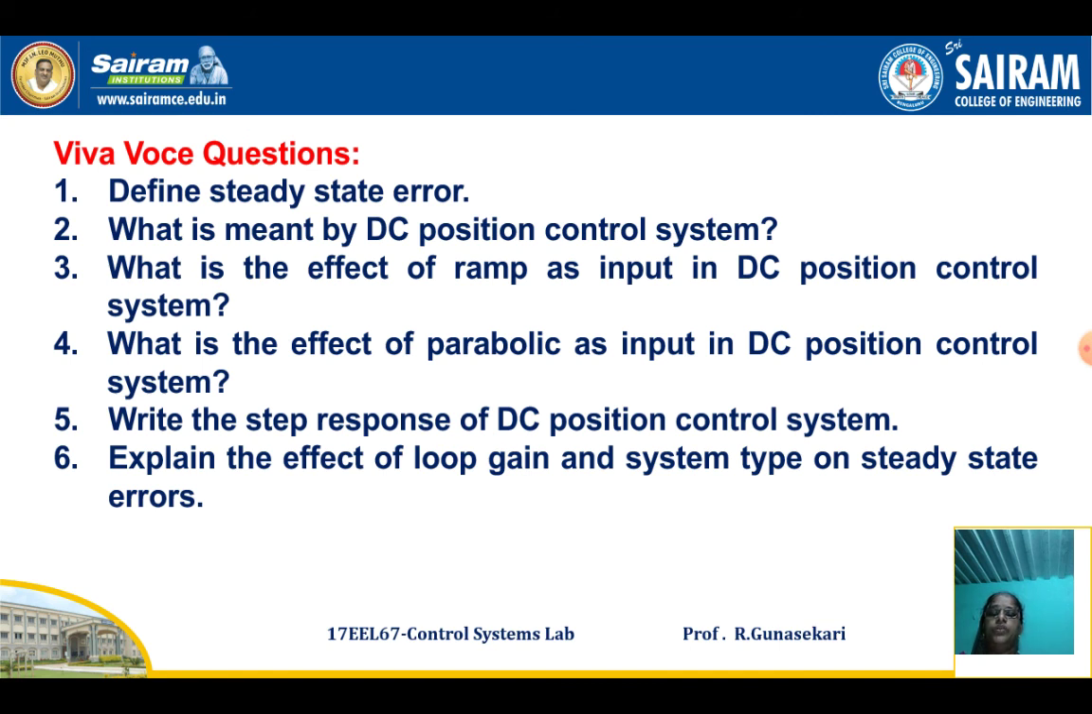Then Viva voce questions. I have given some sample Viva voce questions to you which are helpful to you during examination for attending the Viva. That is: define steady state error, what is meant by DC position control system, what is the effect of ramp as input in DC position control system, the effect of parabolic as input in DC position control system, step response of DC position control system, and then explain the effect of loop gain and the system type on steady state error.